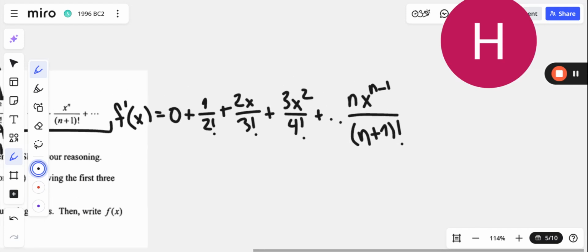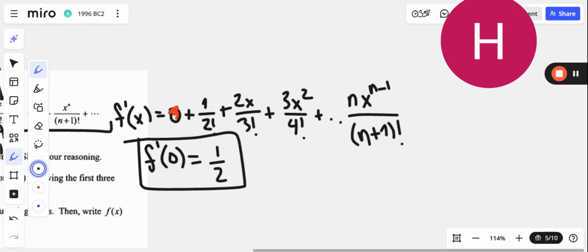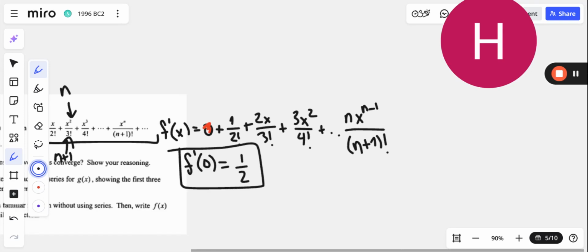So if I plug in 0, you'll notice that all of these terms that still have an x in them all go to 0. That first non-zero term, the only non-zero term here, is just 1 over 2 factorial, which is 1/2. So that's f prime of 0. Now let's try to pick up on a pattern.